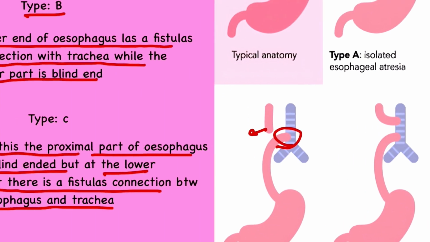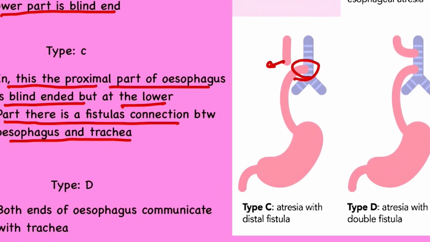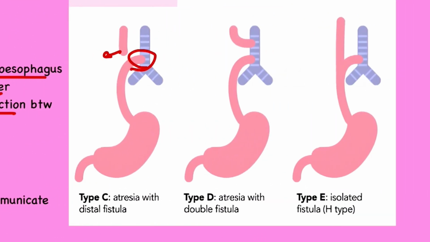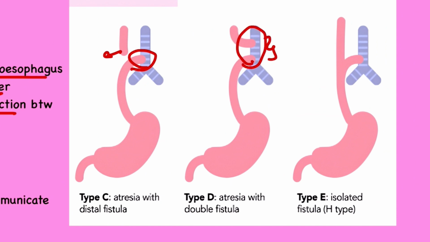Next, type D. In this, both ends of the esophagus communicate with trachea. Here we can see this, the upper part and the lower part of that fistulous communication of the esophagus with trachea.